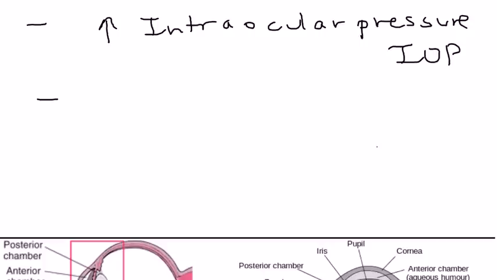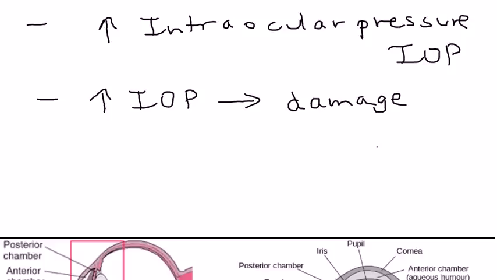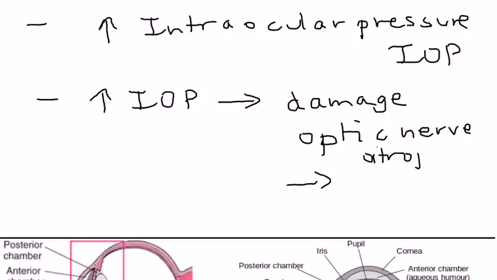Well, the reason it's important is because elevated intraocular pressure can lead to damage of the optic nerve. And the optic nerve is extremely important in vision. And if that's damaged or atrophied, atrophy is another thing that can happen, that can lead eventually to vision loss. So that's why this is important.